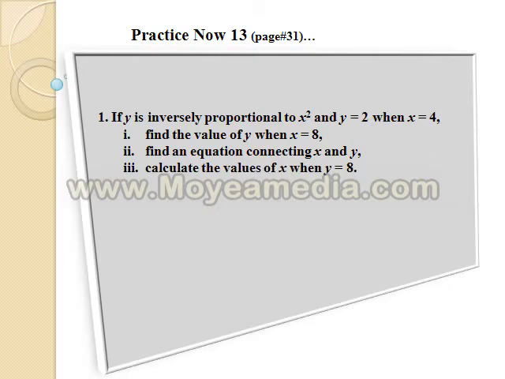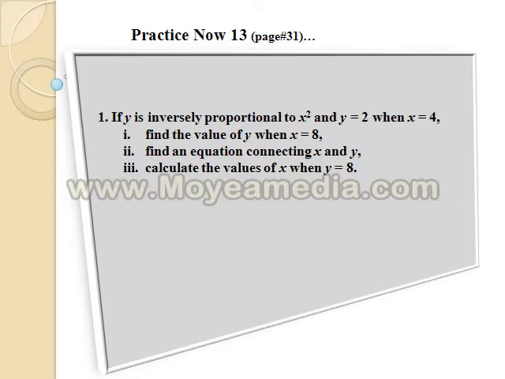Okay, as usual, I will take a practice now, which is practice now 13, and it is on page 31. It has basically 3 questions there, so let's solve the first one, which is about the other forms of inversely proportional relationships. And as you see on the screen, y is inversely proportional to x squared now. It's not y is inversely proportional to x, which is a linear relationship.